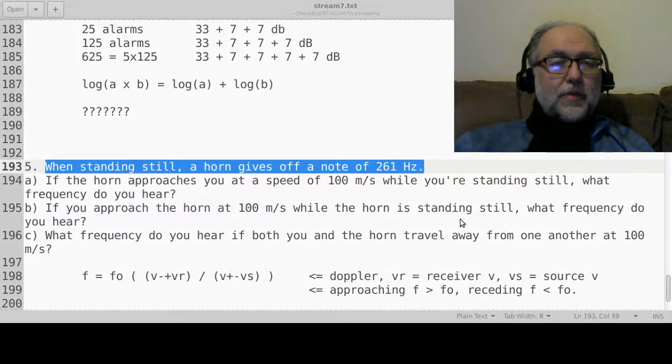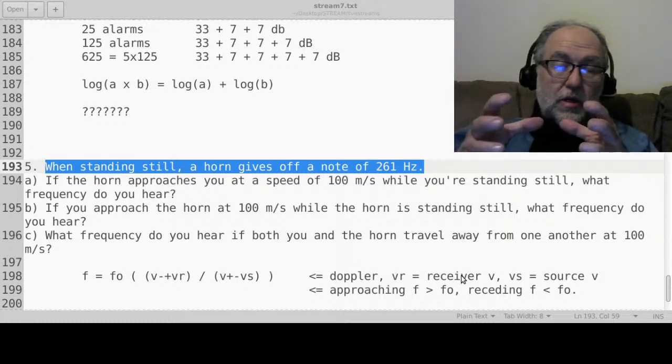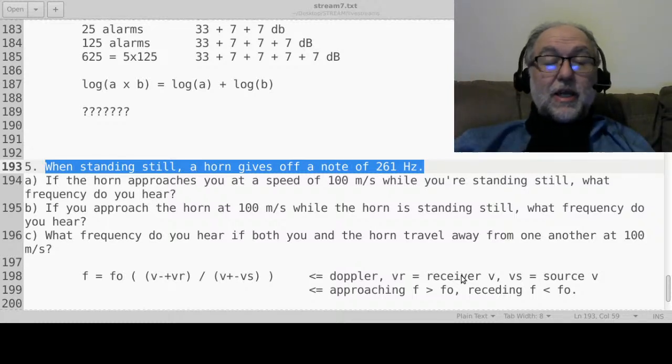Okay, so when standing still, a horn gives off a note of 261 hertz. So if you've just got this horn and it's just sitting there in front of you and it's blaring, it's going to give off a note. Okay, and that note is 261 hertz. I think that's middle C, by the way.